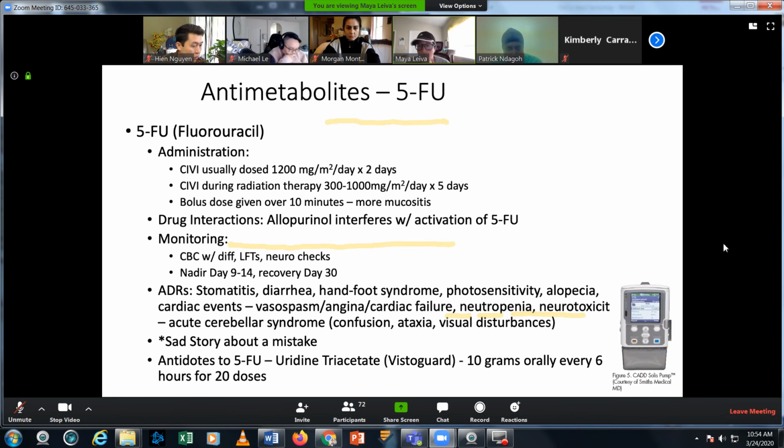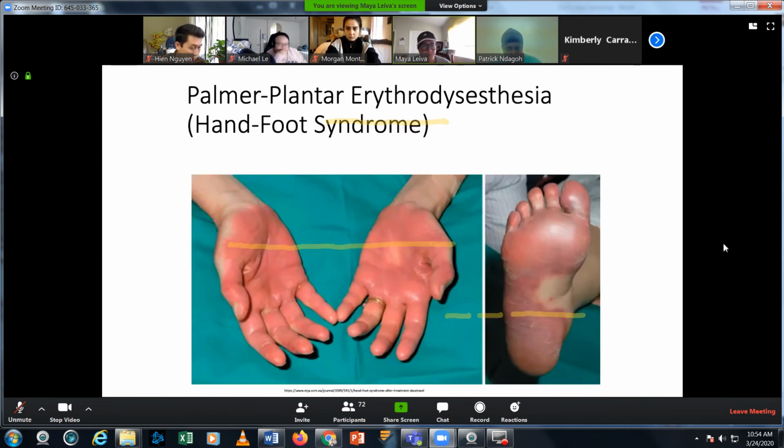And that's actually resulted in a fair number of deaths, which is why they finally developed an antidote to 5-FU, which is Vistogard. If we suspect that someone's been poisoned by 5-FU, we go ahead and give them 10 grams orally every 6 hours for 20 doses. So this happened commonly enough that unfortunately we needed to develop an antidote. But this is a drug that you'll see fairly often for a number of different kinds of cancers.